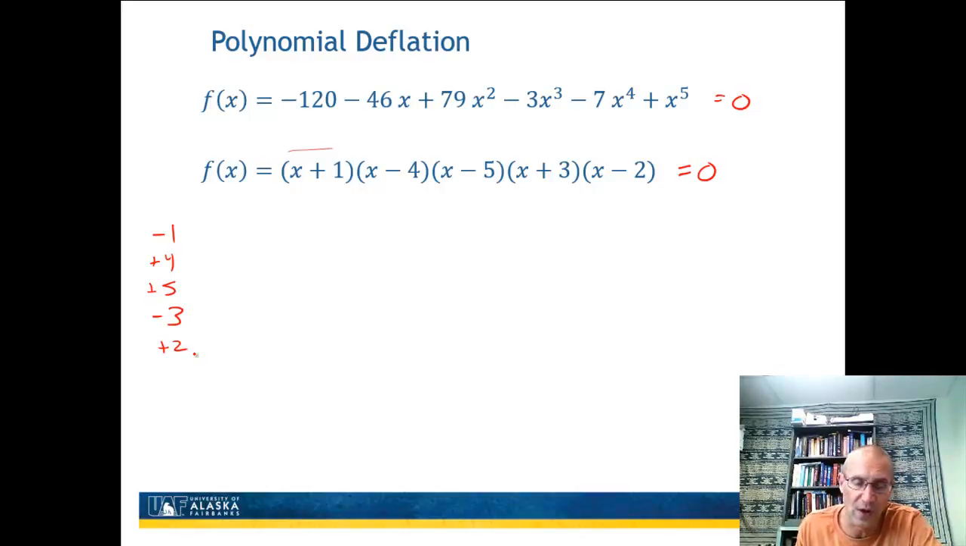So it would be nice if I could factor it and determine what it is. And this is what we're going to do, one root at a time. Effectively, we're going to find one of those values and then deflate this polynomial.